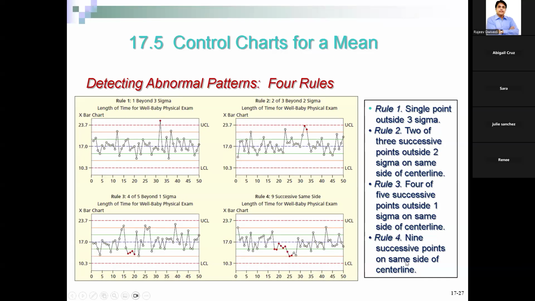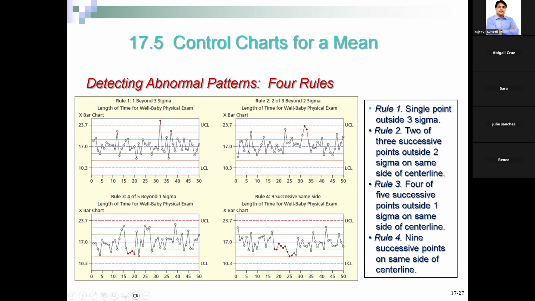So here we have four rules. Remember, single point outside 3 sigma. If there is a single point outside, you see this dotted line is the upper control limit, which is 3 sigma plus, and this is the lower control limit. If your process is within this, that's good. But if any single point is outside the upper control limit, it means you are going beyond the limit, and therefore your process is not in control.